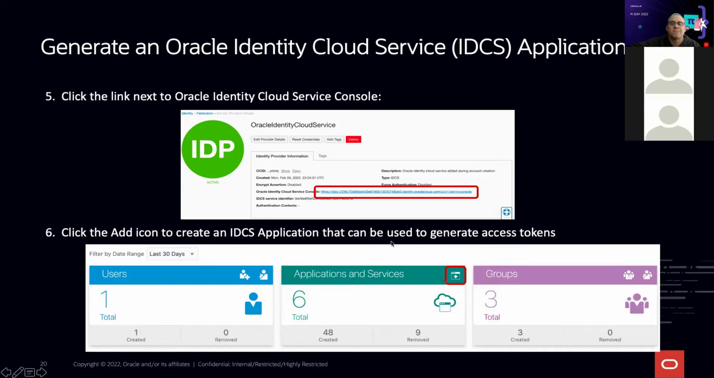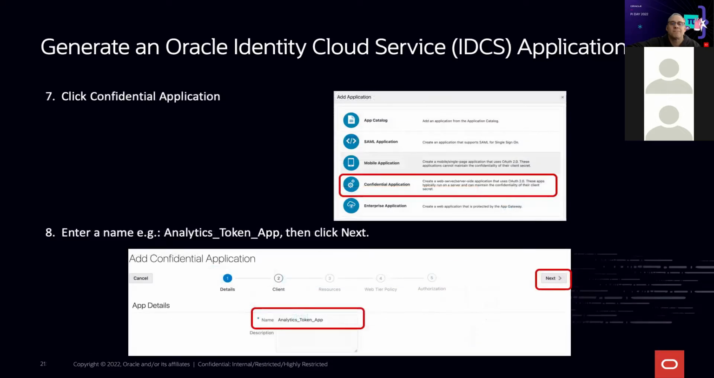And what we're going to do is we're going to create an IDCS application. So you can click the plus icon over here on this green card for applications and services, and we'll walk through the steps to create an IDCS application that will be used to generate tokens, one of which will be used for our Oracle Analytics Cloud instance.